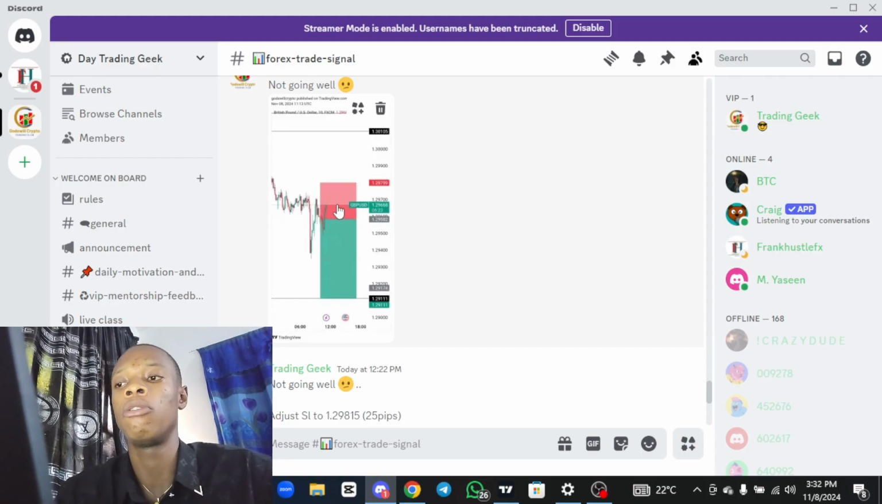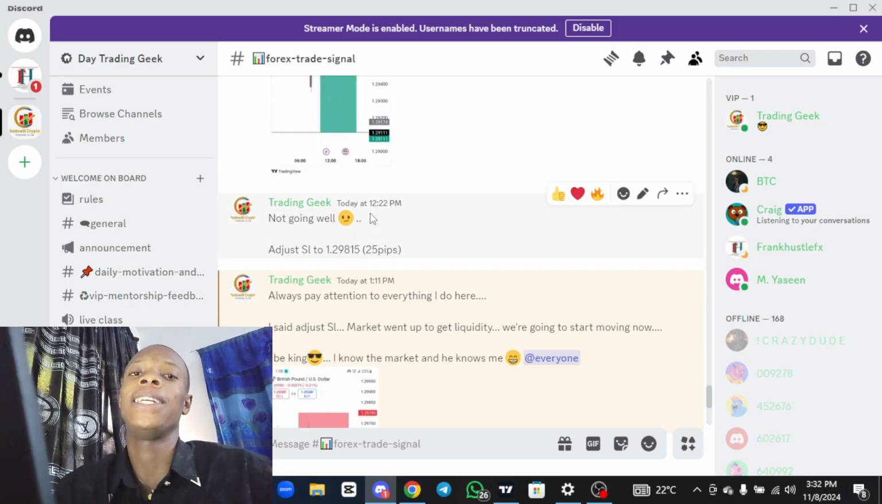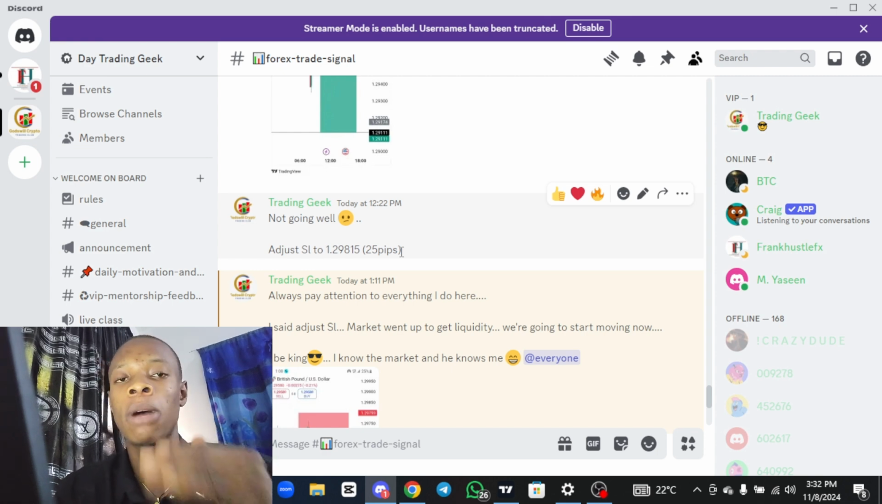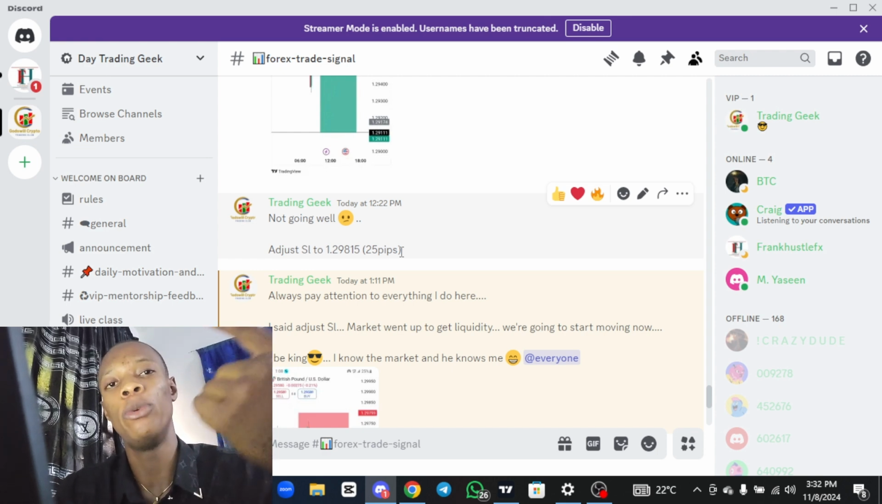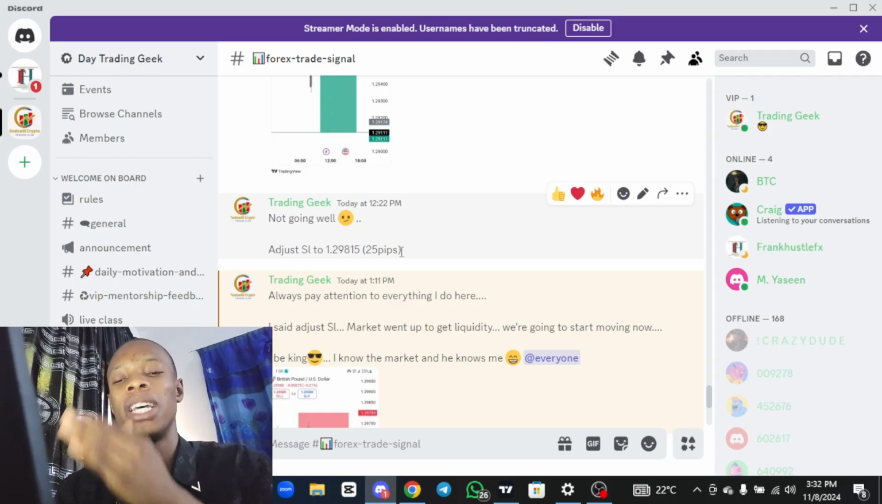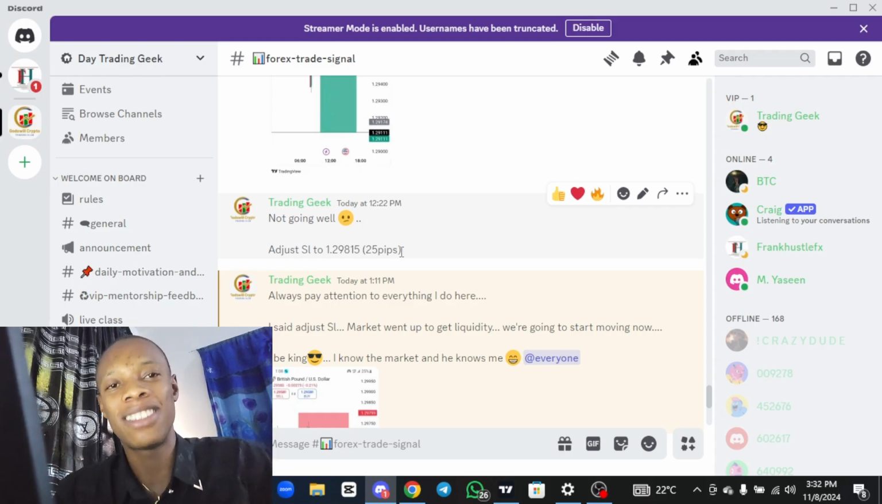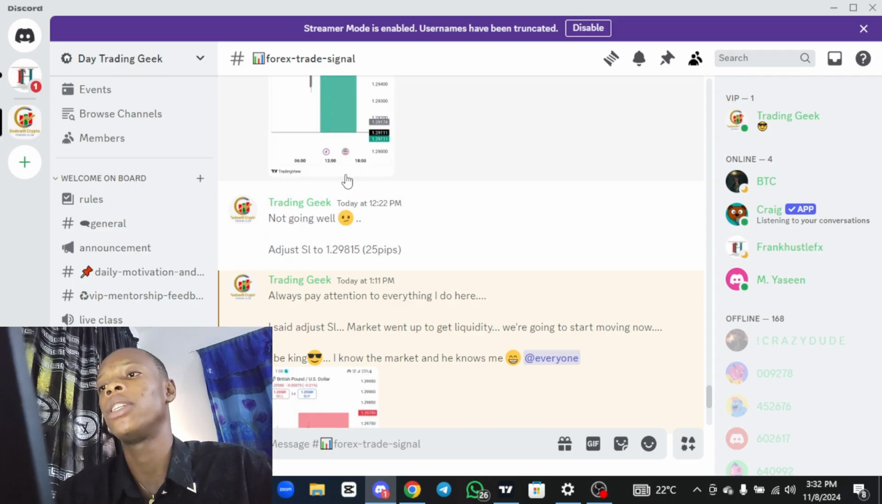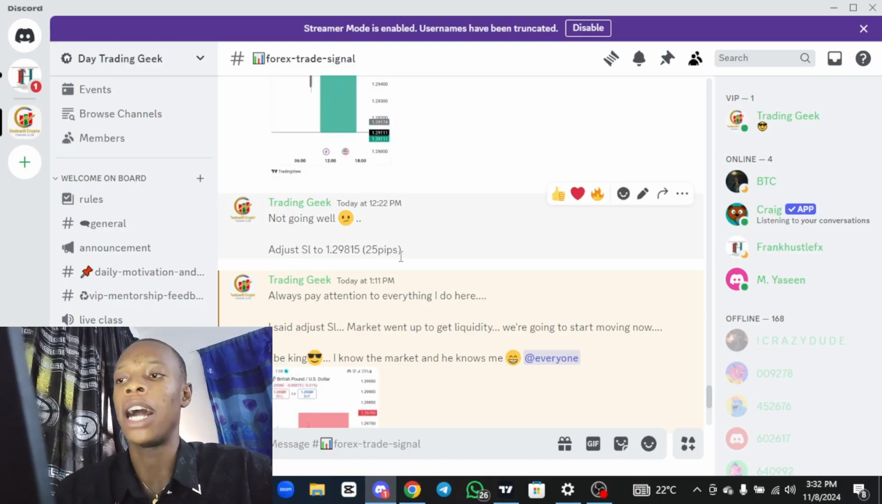Then I sent it to the group. It's not going well. Then when I redid my analysis, I noticed that the market was just going to go up to sweep liquidity. The initial direction of the market is down. It's just going up to sweep liquidity, because I've actually mastered these liquidity sweeps, liquidity traps, and inducement traps in the market. Now I was able to say, okay, not going well, adjust your SL.